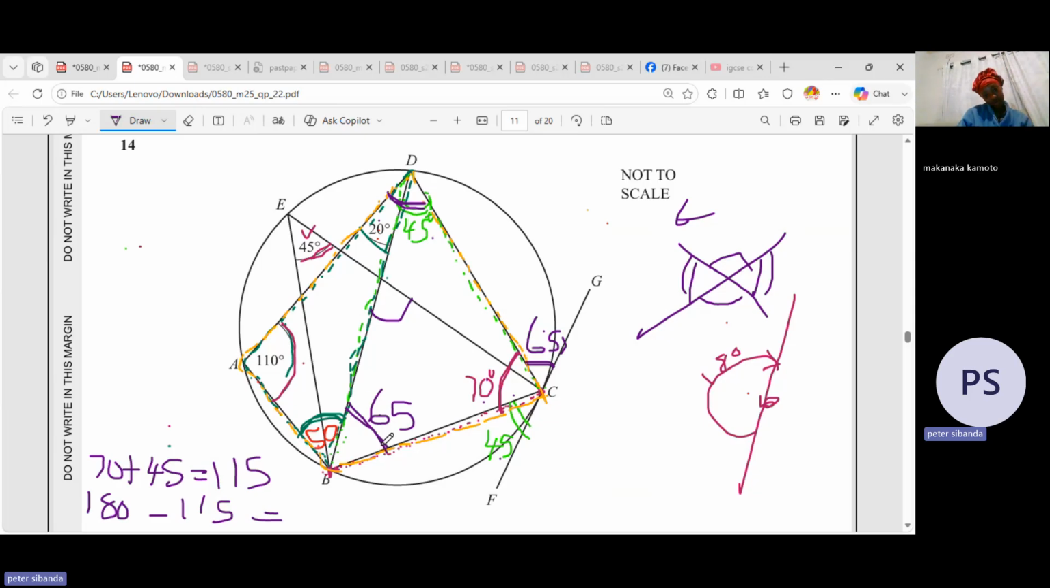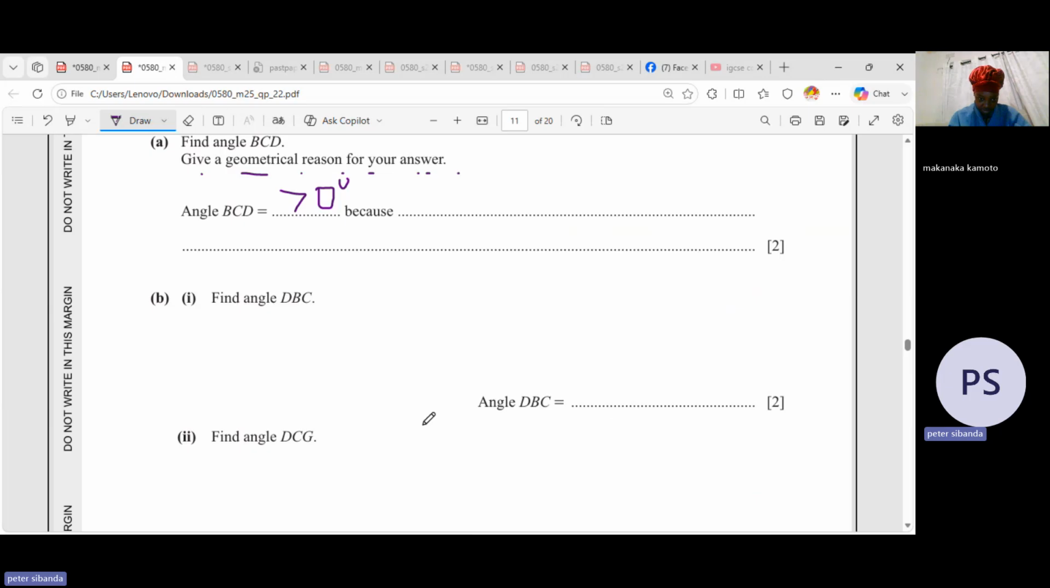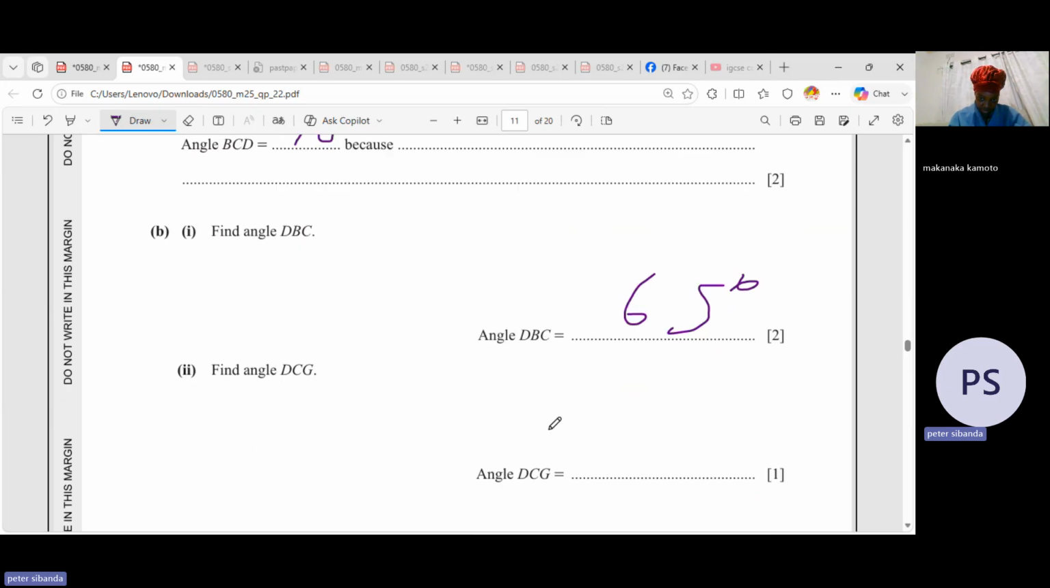Like I had said, many students are not comfortable with this other shorter one, where I said if a chord and the tangent make an angle, that angle is equal to the angle that chord subtends in the other segment. That is how we first found 65. But what you said is also correct, and the reason was not asked this time. It was just 65 degrees, and then you get your 2 marks.